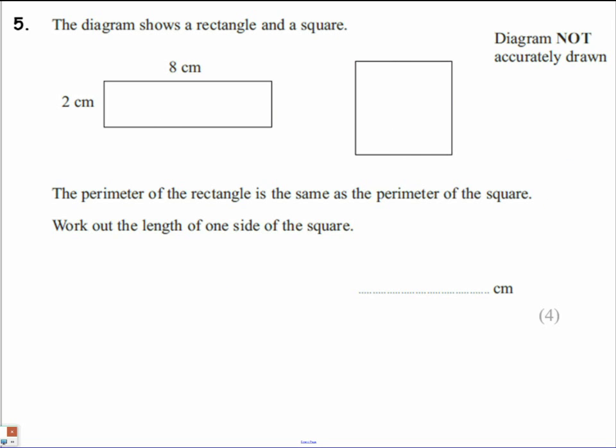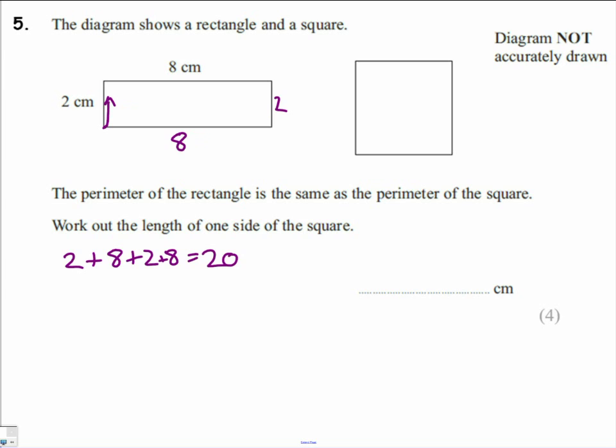Question 5. The diagram shows a rectangle and a square. The perimeter of the rectangle is the same as the perimeter of the square. Work out the length of one side of the square. So in order to understand what a perimeter is, it's the distance around the outside of the object. Now I've always taught my students to pick a starting point on the shape and walk around the perimeter as if you were guarding a camp. So fill in the blanks as you go round. 2, 8, 2 and 8. Show the examiner what you're doing to get the perimeter of your rectangle.